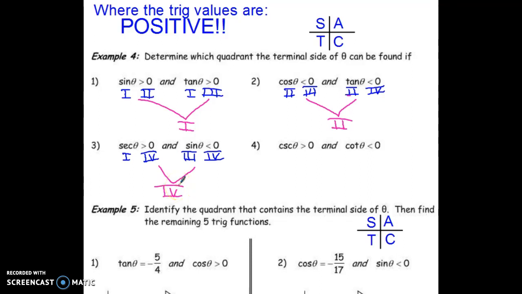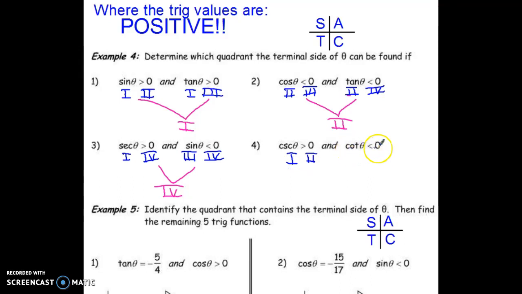And we go to the last one over there. The last one we have, the cosecant. Where is it positive? Well, that's a reciprocal of sine, so it's both of these right there. That would be in quadrants 1 and 2. So let me write that in there. Quadrants 1 and 2.